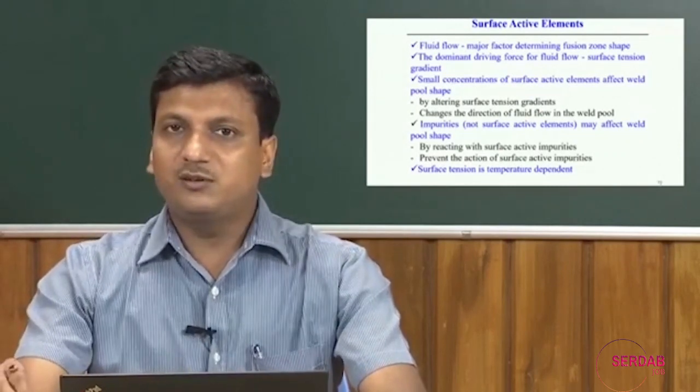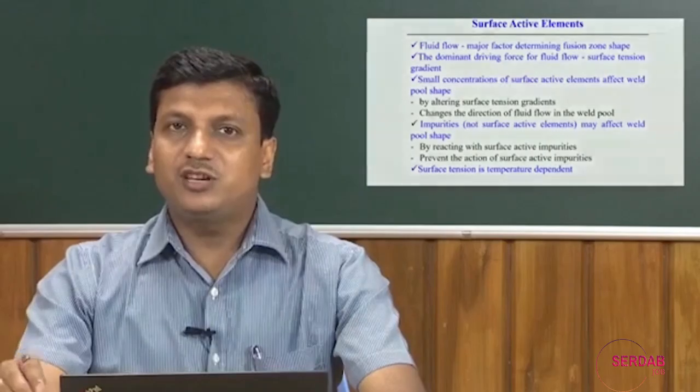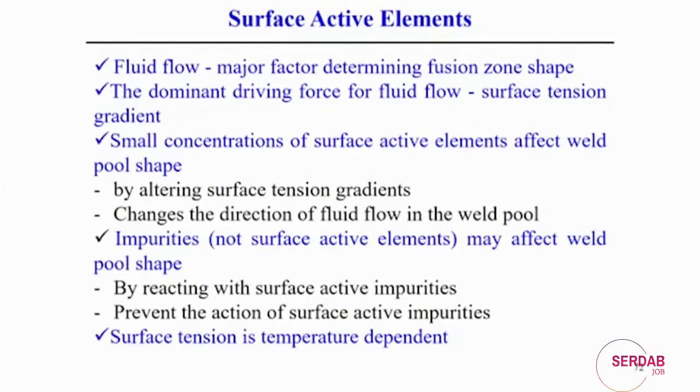But in the composition, there may be some impurities which are not surface active elements, that may affect the weld pool shape in the way that impurities can react with the surface active element and form some other compound, and that compound can prevent the action of the surface active elements by changing their concentration. So it may be a complex phenomenon, but if we try to analyze the effect of the surface active elements, we consider that it is a binary alloy system. Based on that, it is easy to explain the effect of the surface active elements.